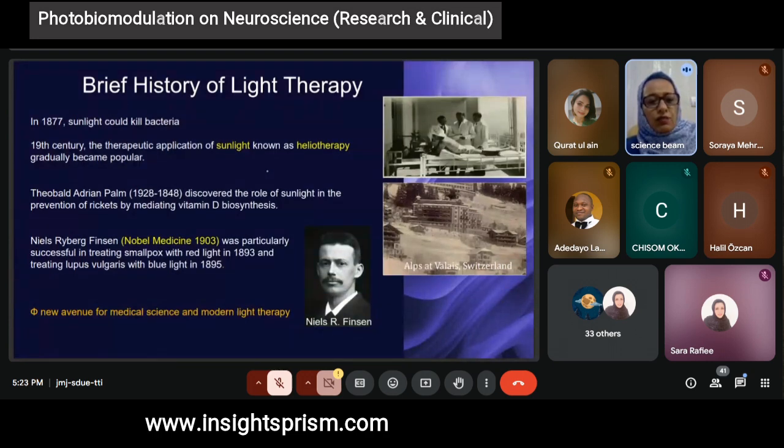Interesting, that he created red light, and after that treated lupus using blue light, and actually he achieved the name of father of light therapy, and successfully won the Nobel Prize.